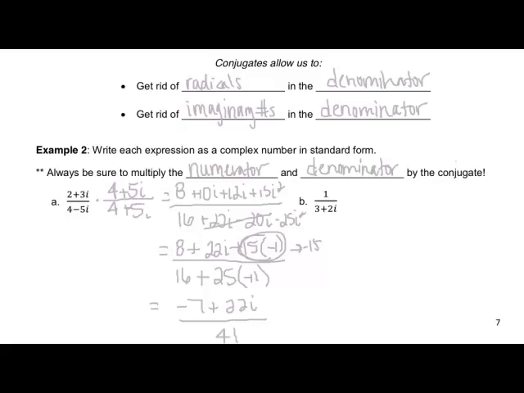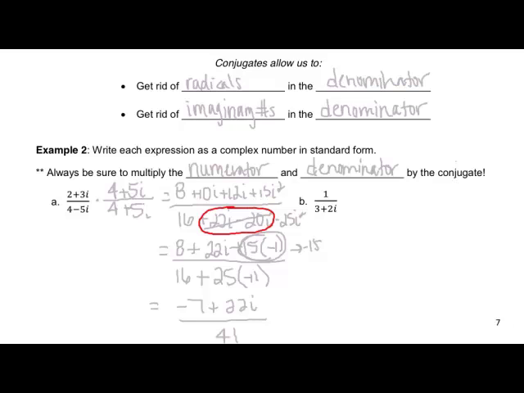So notice, by multiplying by the conjugate, we got rid of our i terms in the denominator. When we square i, we know that that's negative 1. So by, again, multiplying by the conjugate, we get rid of those middle terms, which contain our imaginary numbers, so that we can fully simplify without imaginary numbers in the denominator.